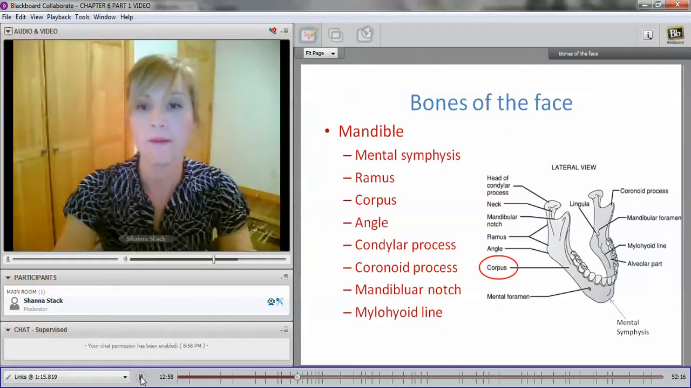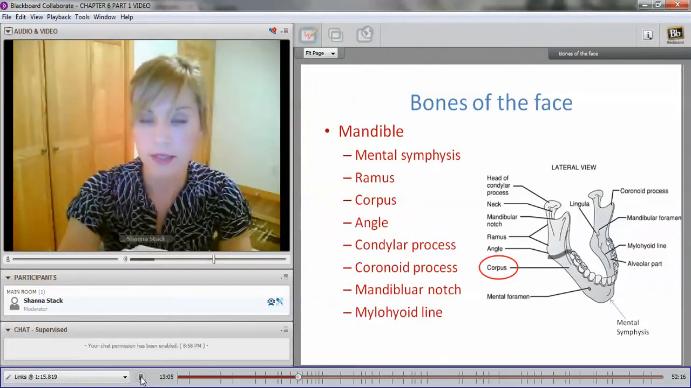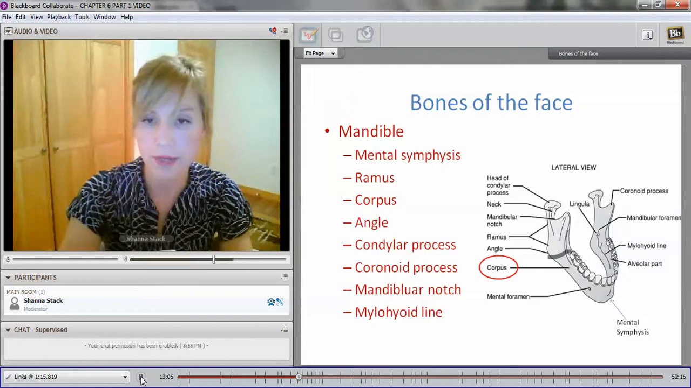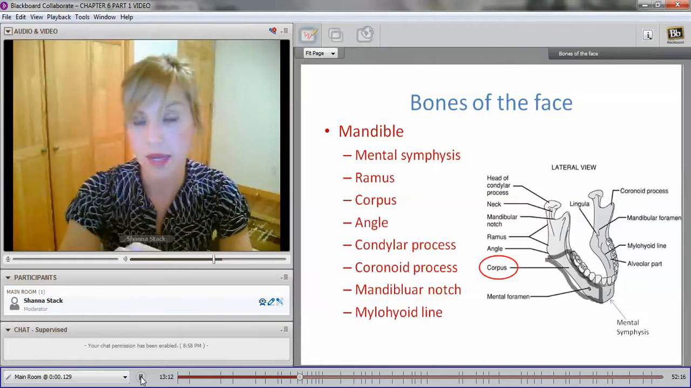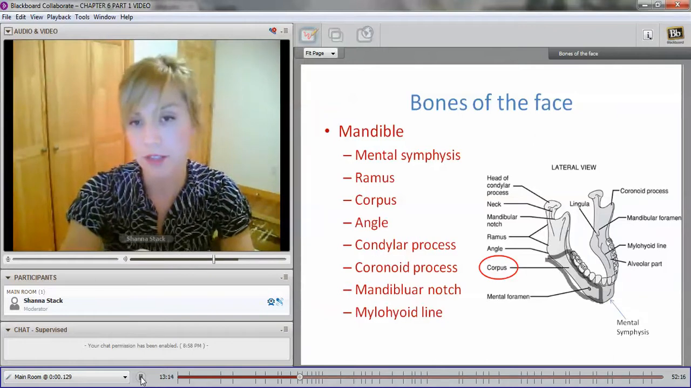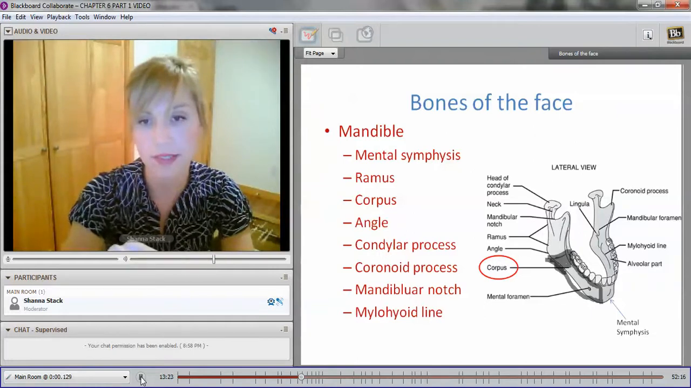I'm sure you've all heard of corporal punishment. Corporal punishment is punishment to the body. So corp means body. So corpus here is the body of the mandible, just like there's the body of the hyoid bone, corpus of the hyoid, corpus of your vertebra. Okay, so this is all corpus.